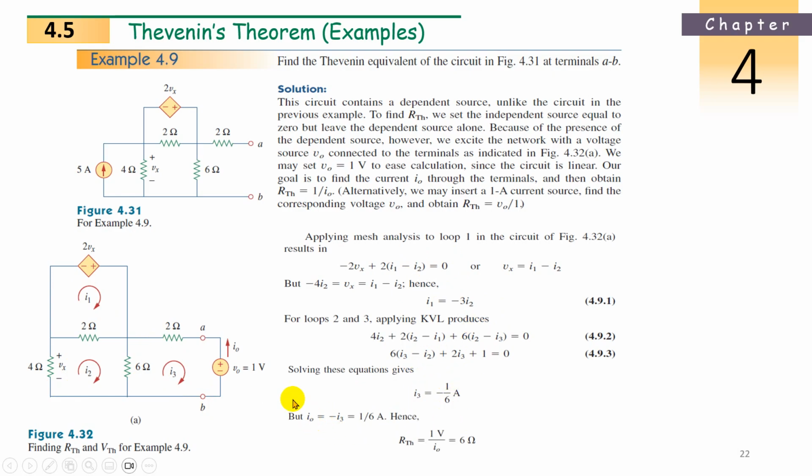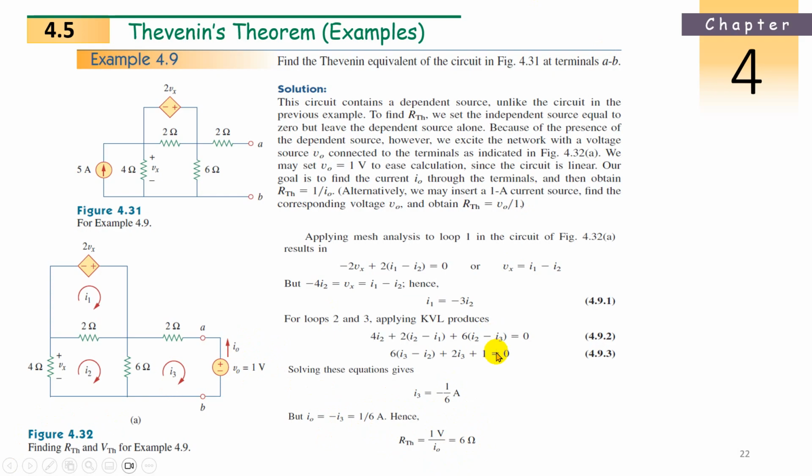Now, what is I0? I0 is minus I3 because it's opposite. I3 is going downwards, I0 is going upwards, inserting into the circuit. So minus I3, and I3 is minus 1 by 6, so I0 becomes plus 1 by 6 amperes. Now what is R Thevenin? V0 divided by I0. V0 we already assumed 1 volt. So 1 volt divided by I0, which is 1 by 6. So 6 goes up, and it becomes 6 ohms.